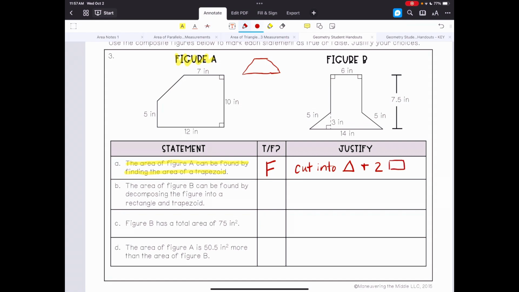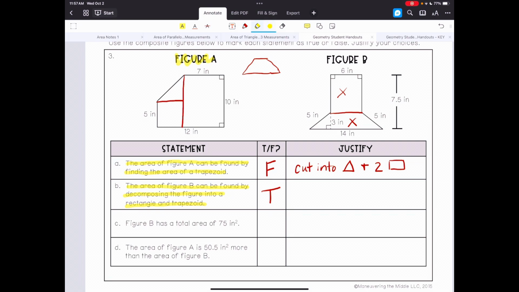We can cut it into one rectangle here, and then we can cut it into a triangle, and that looks like a square, and actually it is a square. So yeah, it is a square, but two types of rectangles. Okay. Question letter B, the area of figure B can be found by decomposing the figure into a rectangle and a trapezoid. If I cut it there, this is the trapezoid and this is the rectangle. So that is a true statement.